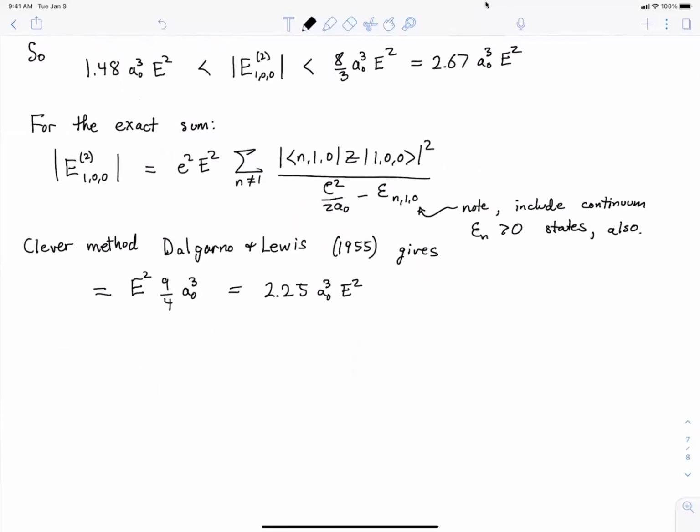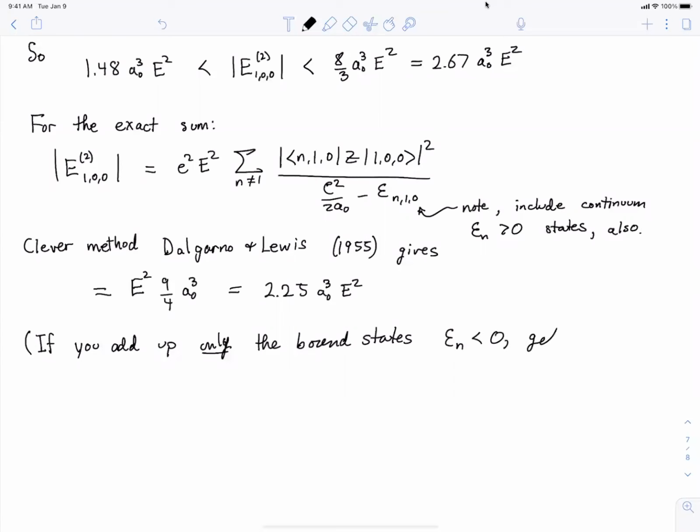And in parentheses, I'll just mention what would happen if you forgot to include the continuum states. If you add up only the bound states, it actually turns out it's not as nice an answer. It's harder to even write down what it is, but you can do it numerically. So bound states means the unperturbed energies are negative. Then you would have gotten about 1.832 Bohr radius cubed times e squared. So that's the wrong answer. It also happens to be between the two bounds. Okay, but that's just not the right answer.